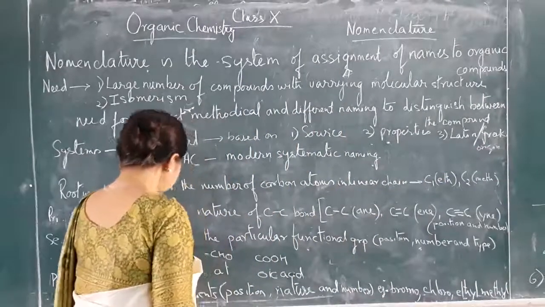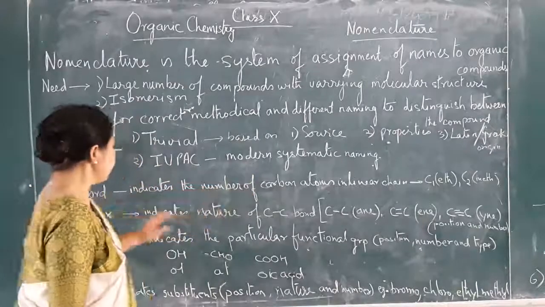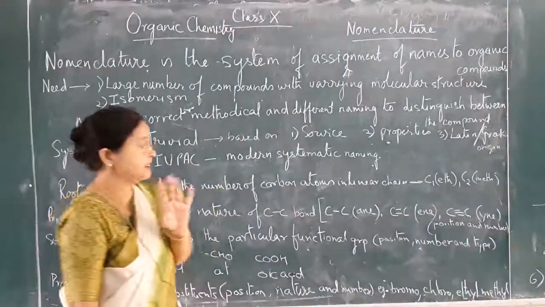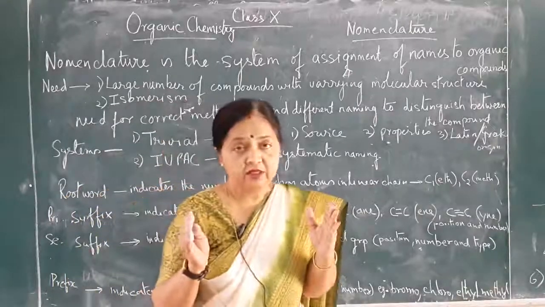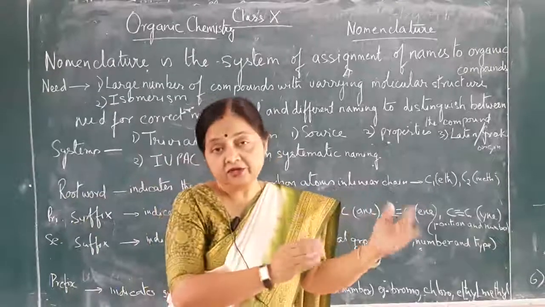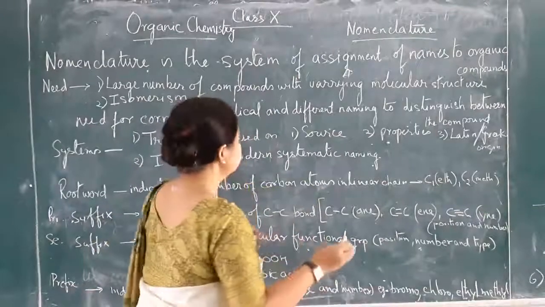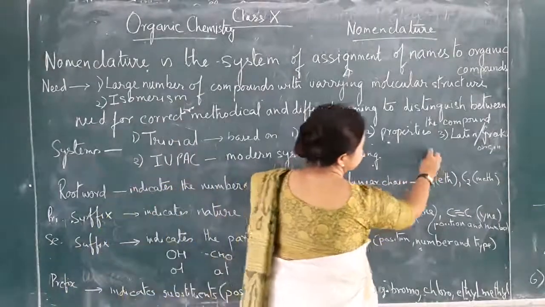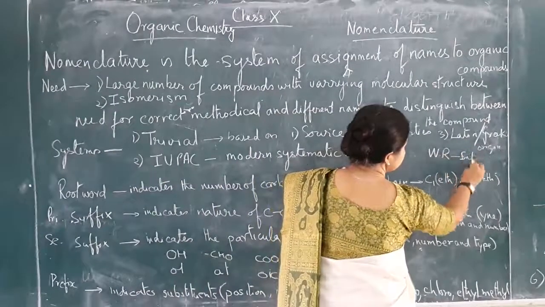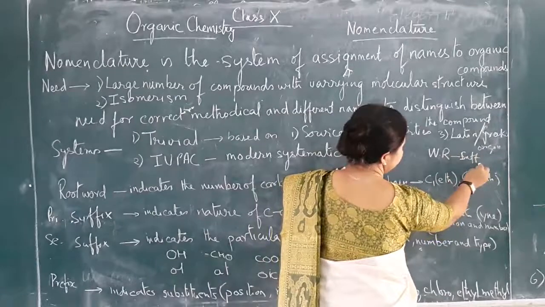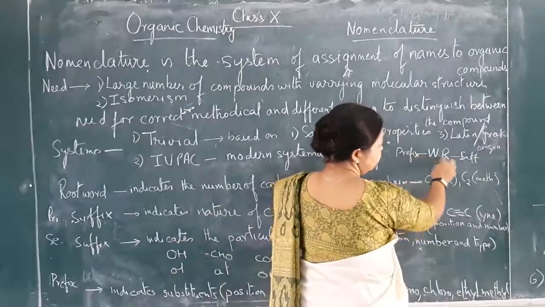Now the actual IUPAC system, or the modern systematic naming, contains three things. The root word, or the word root, is the central part, and the suffix comes after the word root, and the prefix before the word root. So we have the word root, or the root word like this, and the suffix over here. Suffix is again a primary suffix and a secondary suffix, and then the prefix in front. Prefix, word root and suffix.